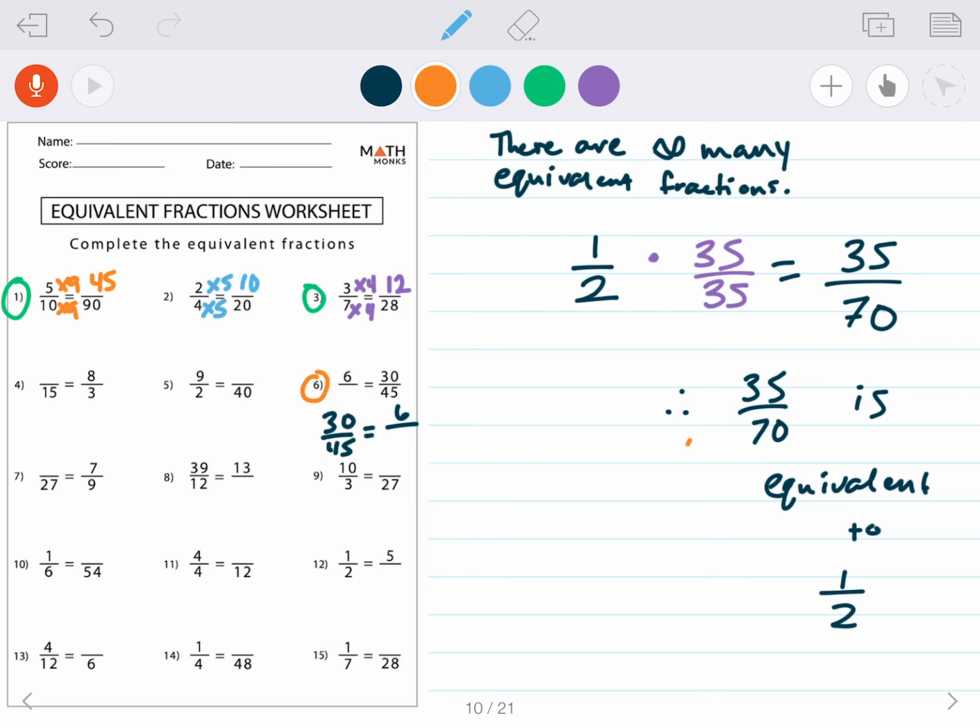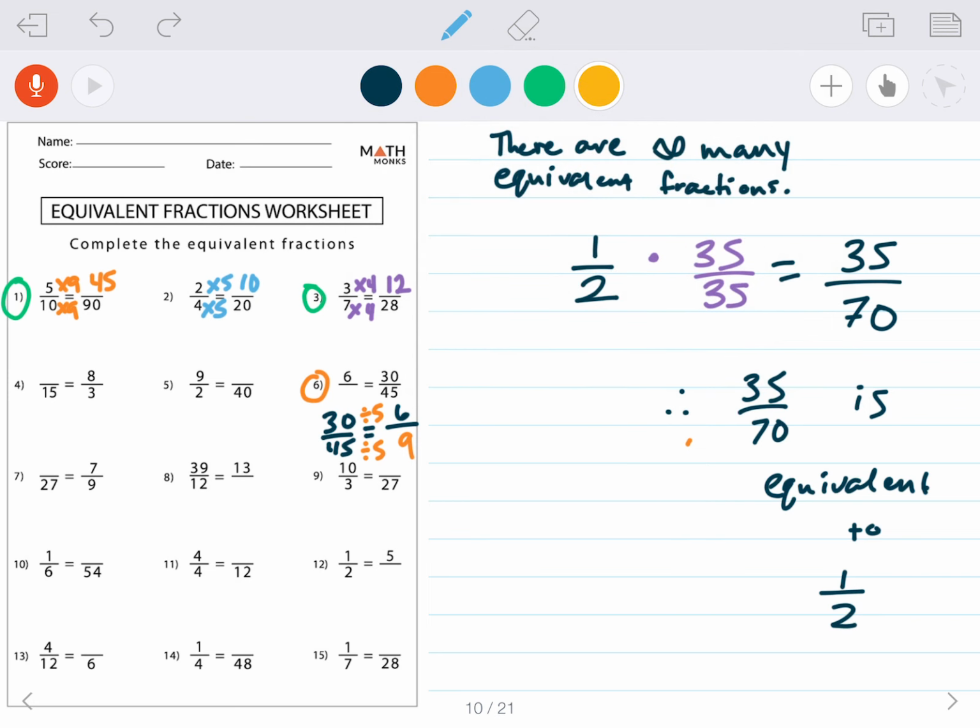And now we can see the relationship from going left to right is division, right? Here, to get from 30 to 6, we have to divide. It's going from a bigger number to a smaller number, so we have to divide by 5. If I divide top and bottom by 5, I get 6 over 9. So 6 over 9 is the same thing as 30 over 45. So we can divide as well.